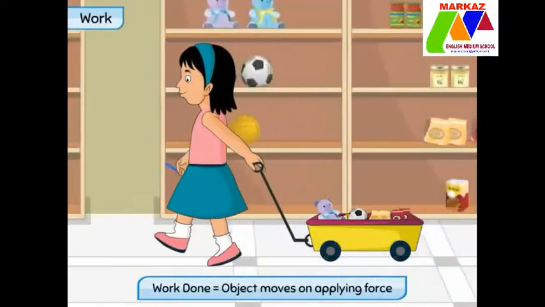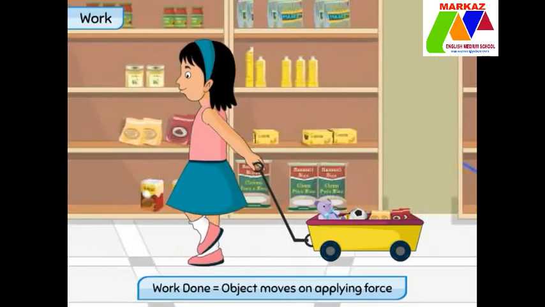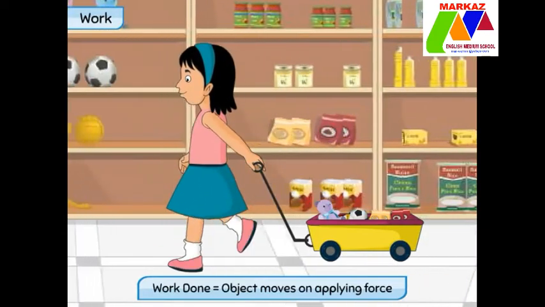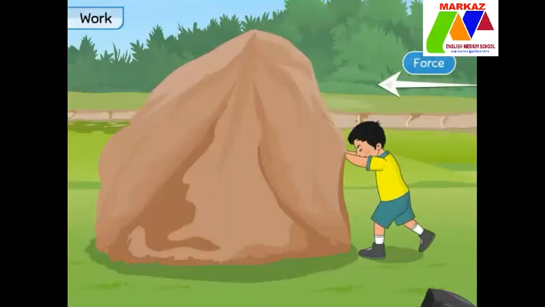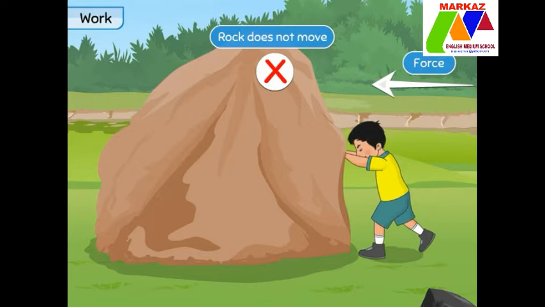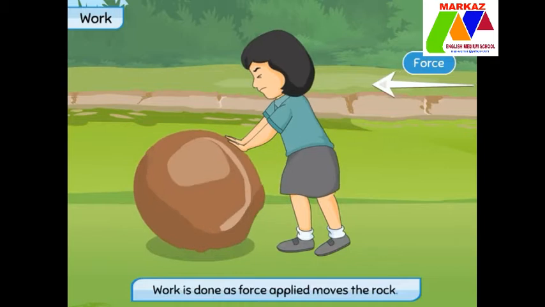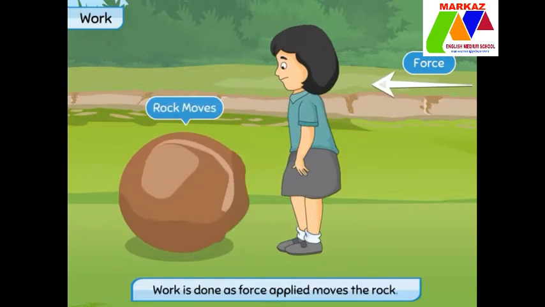In the language of science, work is said to be done only when an object moves on applying force. When the force applied is unable to make the object move, no work is said to be done. That is why Karan was said to have not done any work, as the rock did not move. But when the force applied on an object makes the object move, work is said to be done.